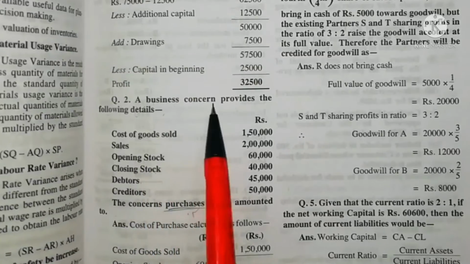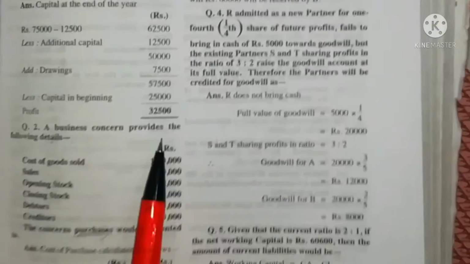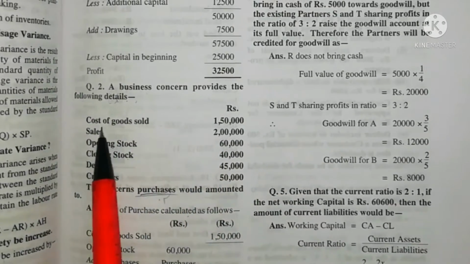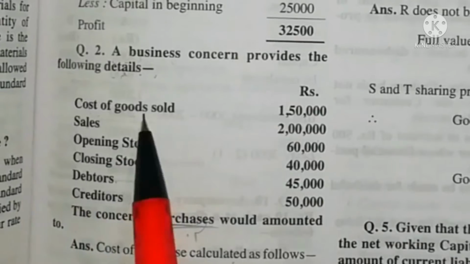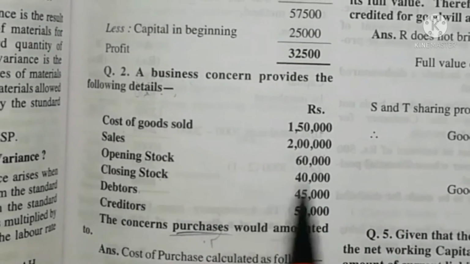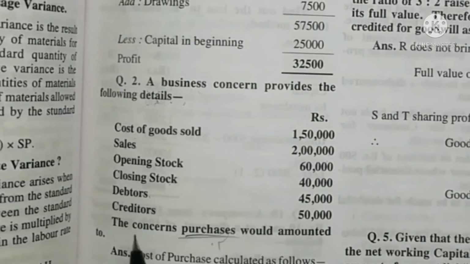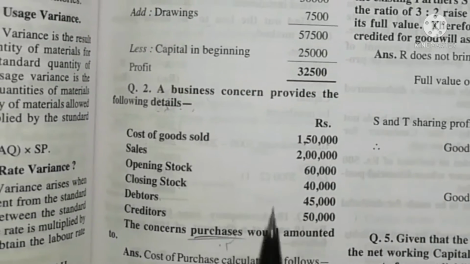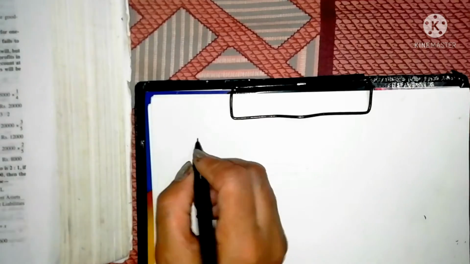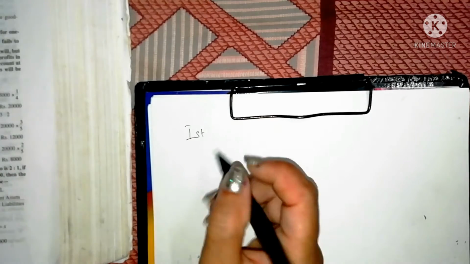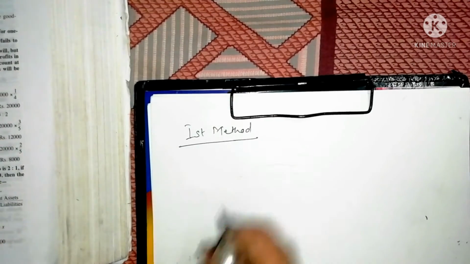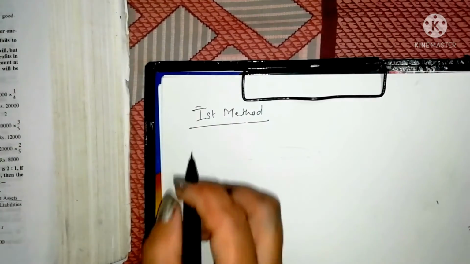Question number 2 is: a business concern provides the following details: cost of goods sold, sales, opening stock, closing stock, debtors, creditors. The concerned purchases would amount to? In this question the values of cost of goods sold, sales, opening stock, closing stock, debtors and creditors are given, and we have to find out the concerned purchases, meaning we need to find out the purchase value. We will calculate this question with two methods.